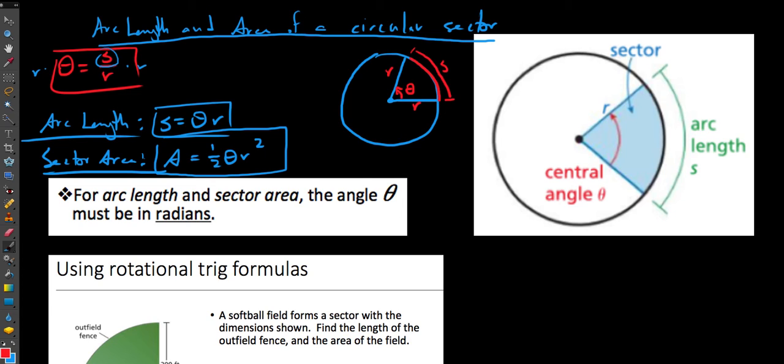You'll notice here, and this is something you want to write down, that for arc length and sector area, the angle theta must be in radians. So that is to say that if it is not in radians to begin with, we're going to take the time to convert it into radians here.